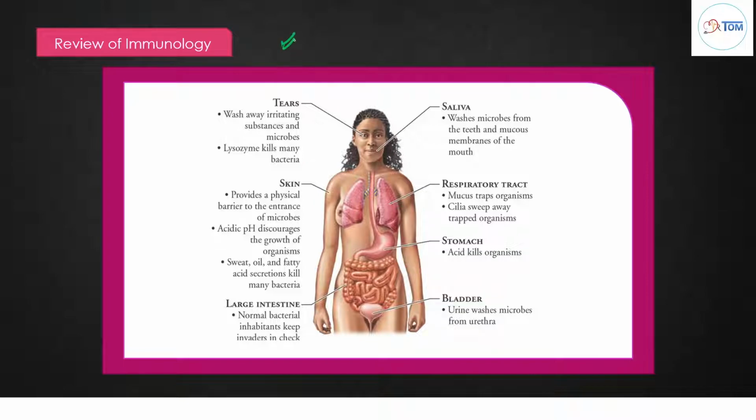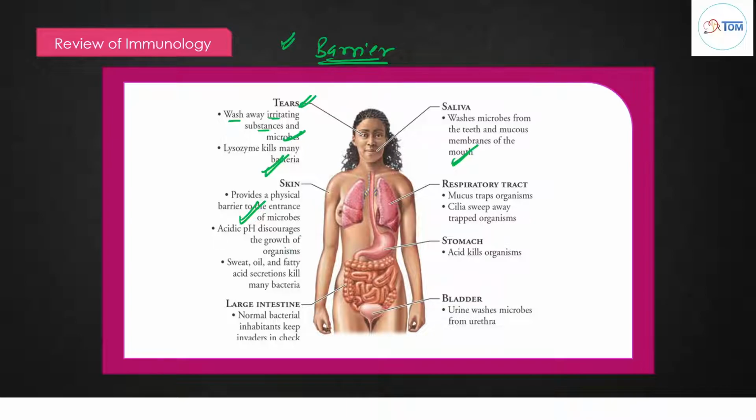So this is for the barriers. These are the different kinds of barriers our body is offering. So we have tears and saliva. We have discussed that. They wash away irritating substances and microbes. Lysozyme kills many bacteria. We have discussed. Saliva is there in the mouth. It washes microbes from teeth and mucous membrane of the mouth. Right? Skin provides a physical barrier to the entrance of any kind of microbe, and hence I'm saying that innate immunity is a non-specific immunity.